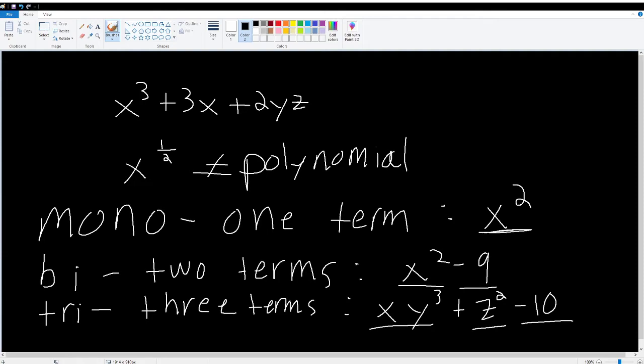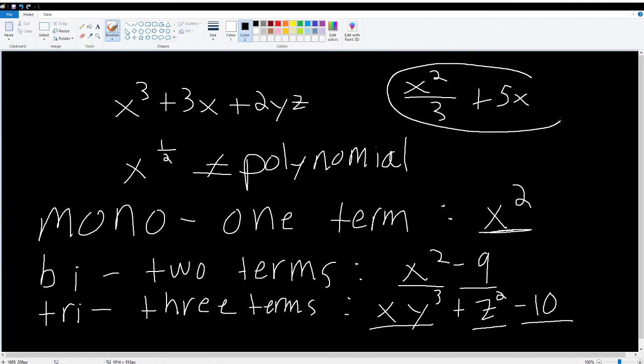And within the polynomial itself, you can have division. Meaning, if you had something along the lines of x squared over 3 plus 5x, this is possible. This is still a polynomial because you can technically write this as 1/3 times x squared plus 5x. So these are some examples of polynomials.